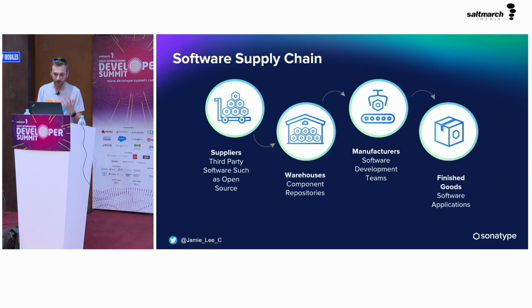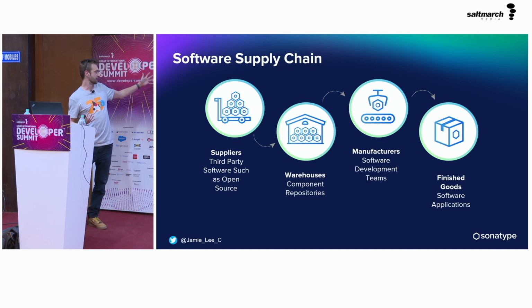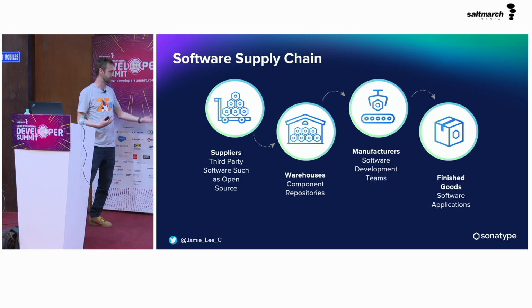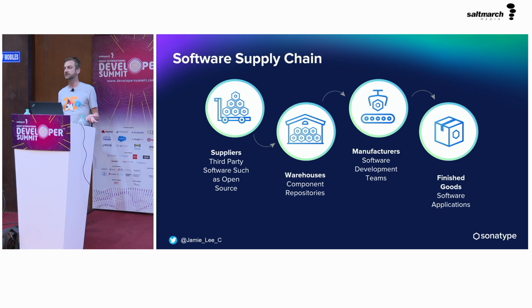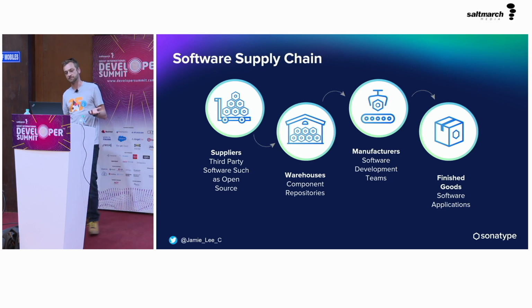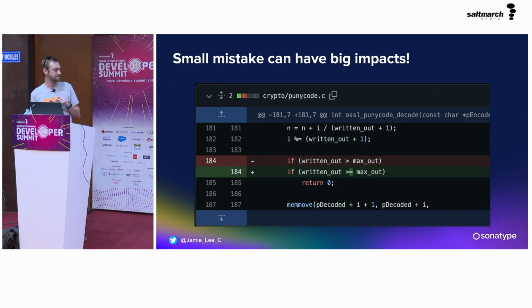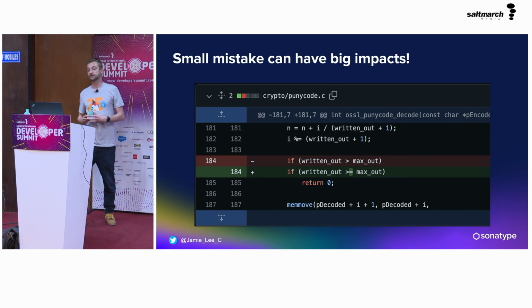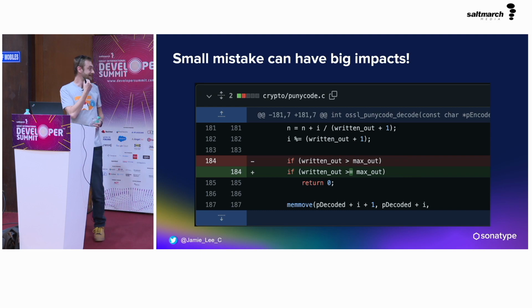And the software supply chain is very much like the normal supply chain, suppliers, which is open source. We have our warehouses, it looks like our factory, the repository. We have our software development teams, which are manufacturers. And then we have our finished good, which is the application we put in production. Now, small things can make big impacts. So the difference between this line of code and this line of code is a vulnerability, right? That is all it takes for a vulnerability to get out there.